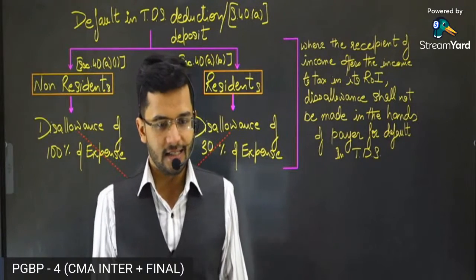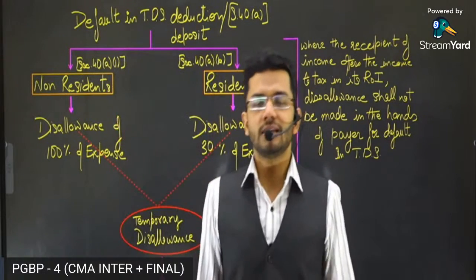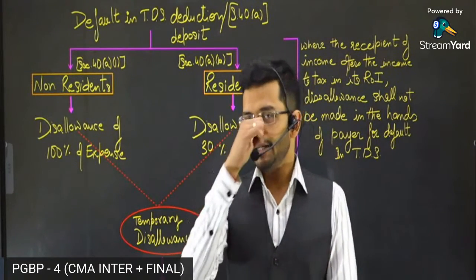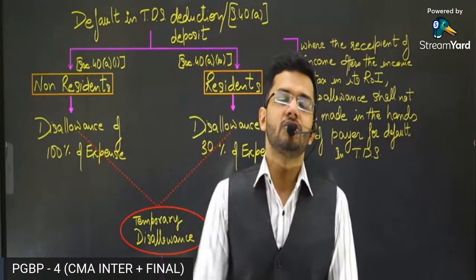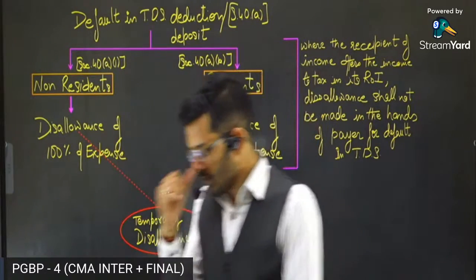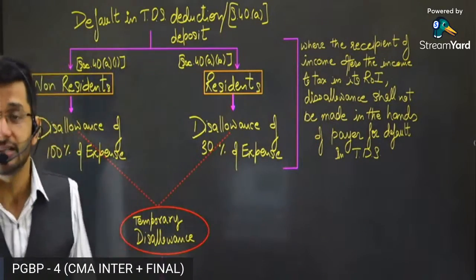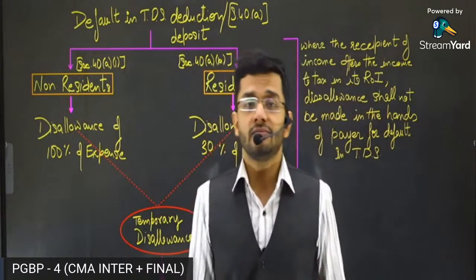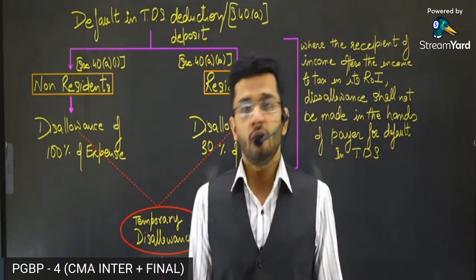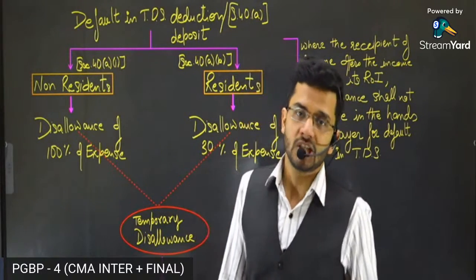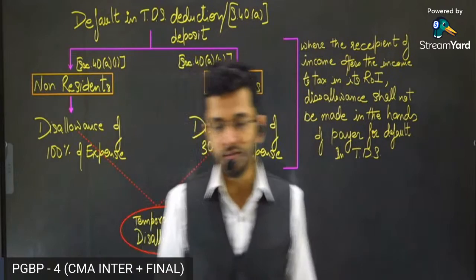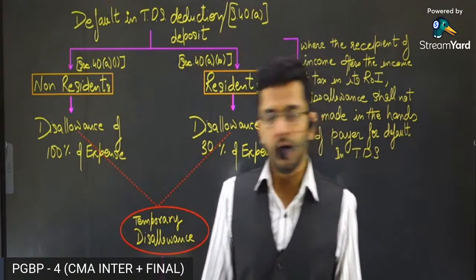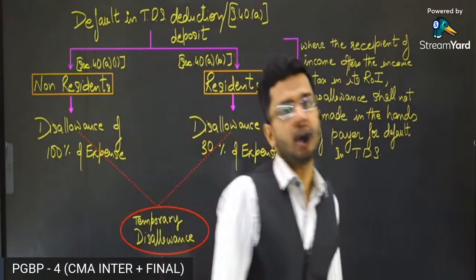Perfect, guys. Great. All right, so welcome to this session of PGBP chapter quick revision. We have already completed the first three parts of the revision. This is the fourth part, guys. If you have not seen the first three parts, then please check out my YouTube channel and the playlist. All the parts are saved over there for the entire revision of PGBP chapter. Today is the fourth and the final part. In this particular part, we are going to focus on disallowances.